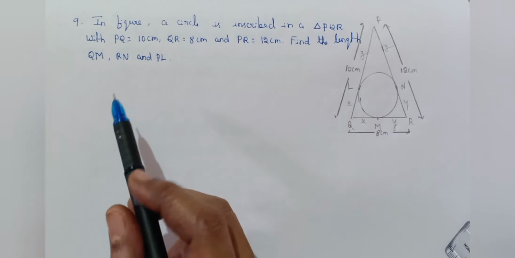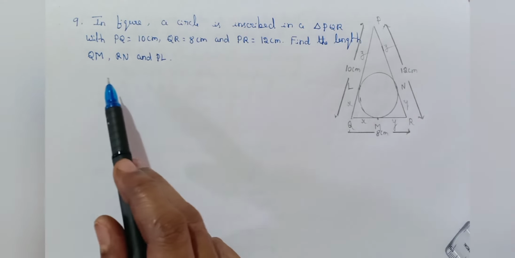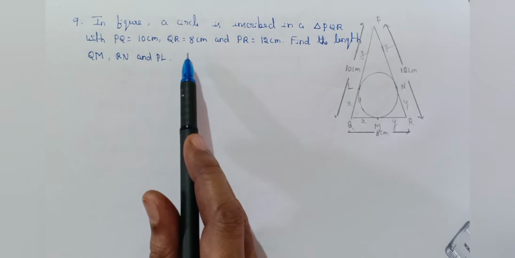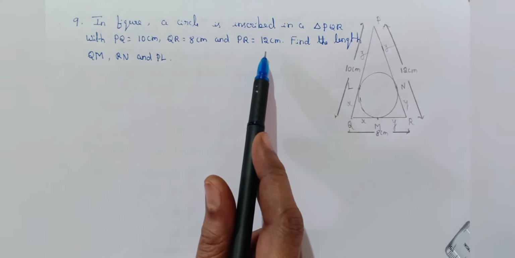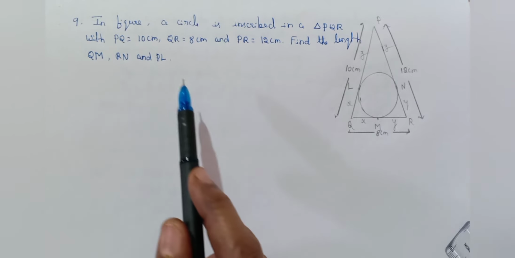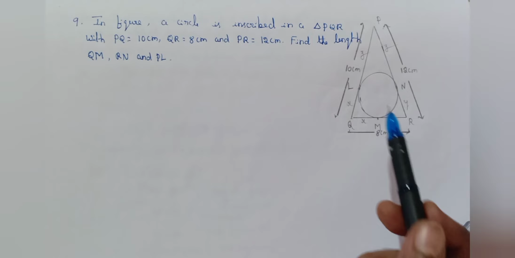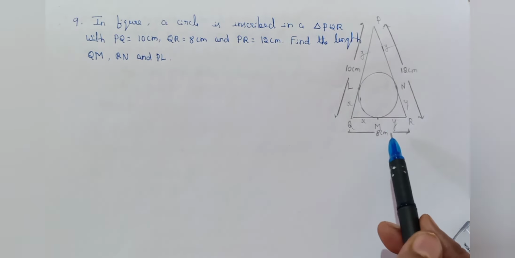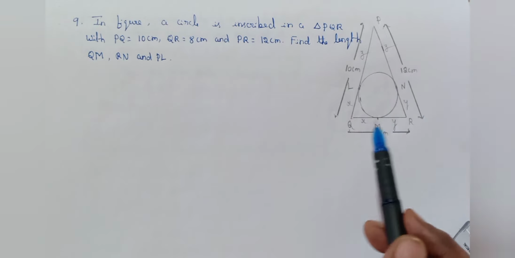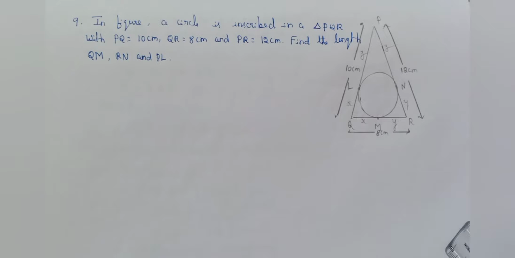Next question. In the figure, a circle is inscribed in a triangle PQR with PQ equals 10 cm, QR equals 8 cm and PR equals 12 cm. Find the lengths QM, RN and PL. So in the triangle PQR, PQ is equal to 10 cm, QR is 8 cm and PR is equal to 12 cm. You know, the tangents drawn to a circle from an external point are equal.